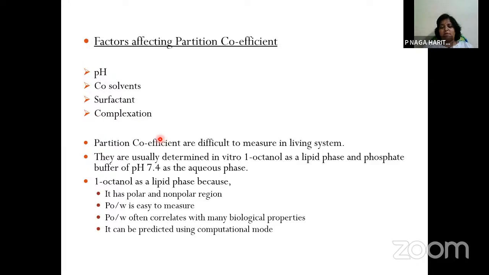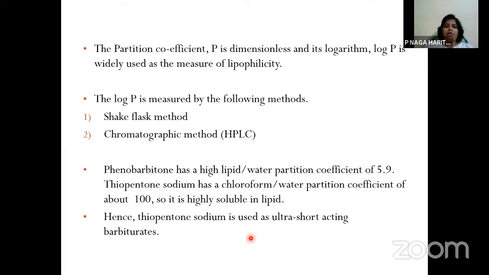In general, this partition coefficient is difficult to measure within the body, that is in vivo. Whereas in vitro, it is generally measured by using the octanol and water system. Why only octanol is used here? Because it has both polar and non-polar regions, it is easy to measure, it often correlates with many biological properties, and it can be predicted using computational models. So that is the reason we take octanol as a standard in order to determine the partition coefficient of any drug.